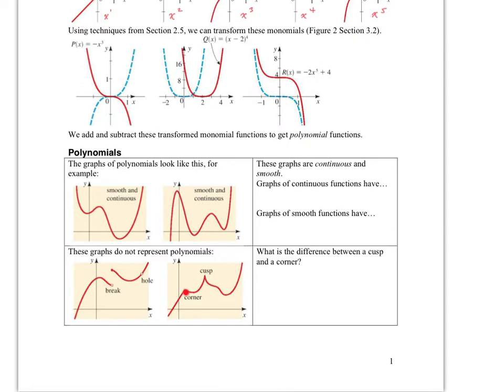This one is continuous, okay, but it's not smooth because it changes. Here the slope is positive, and at this corner it drastically changes to negative, and the same thing on the cusp. This is why this is not a polynomial. This is still a continuous function, but it's not a polynomial.